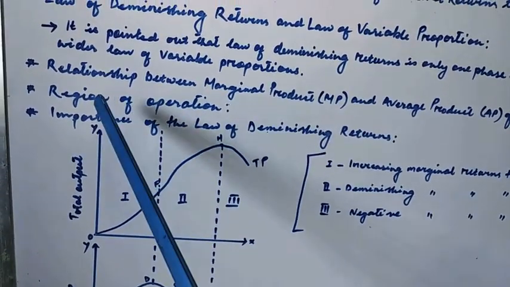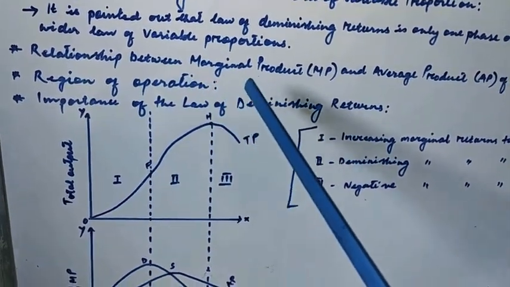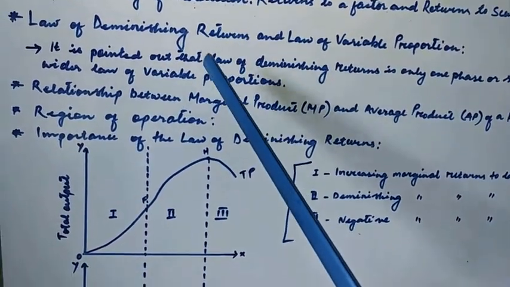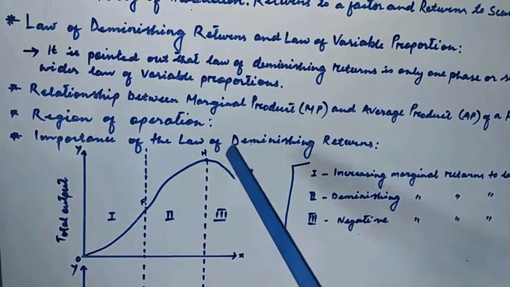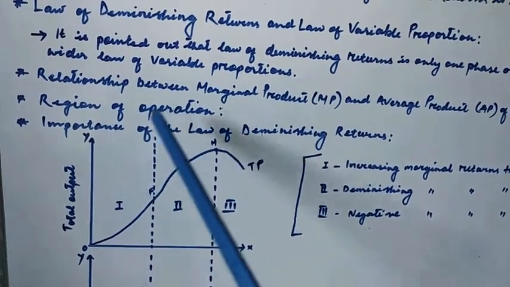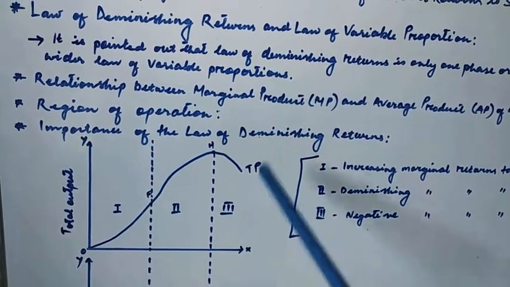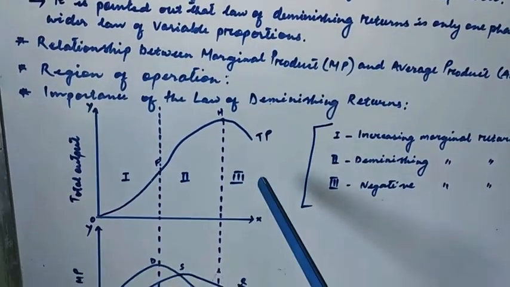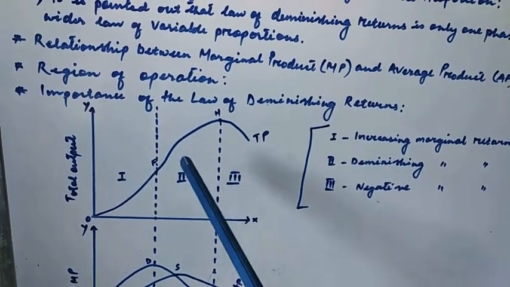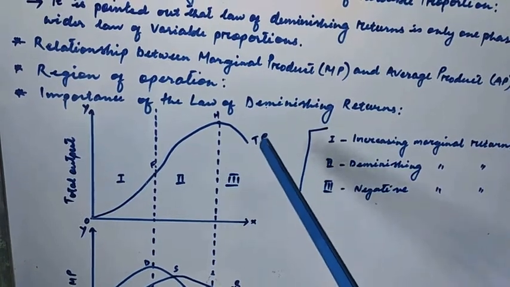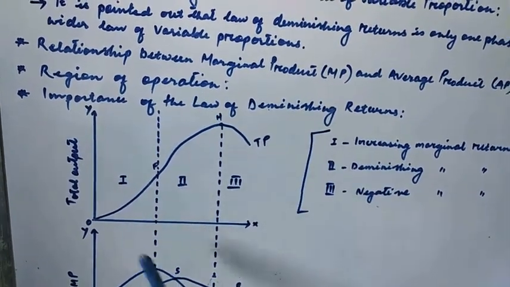And next we discuss the region of operation. So we are talking about the theory of production here. When we consider the production process, region of operation would mean how a rational producer will choose between these three stages for his operation. So whether he will stay in stage 1, stage 2 or stage 3, we have to find out using this diagram.